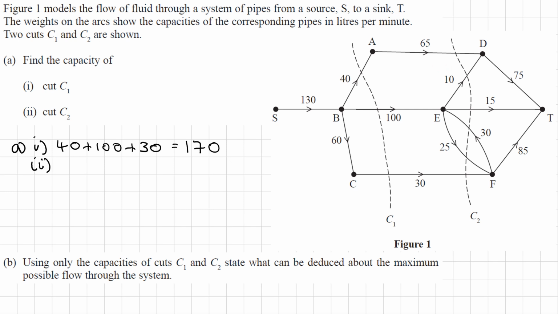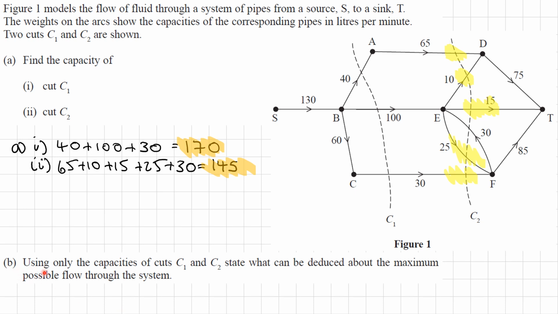Then we need to do the same for cut 2, C2, so we'll get rid of these here, and again we look at the capacities of the arcs flowing into that cut, so we've got 65, 10, 15 here, and 25 and 30. You do not include the capacities of the arcs that are flowing out of the cut, so we don't include the 30. So we need to add those up. That's 65 plus 10 plus 15 plus 25 plus 30, so that gives a total of 145. So we'll just highlight those.